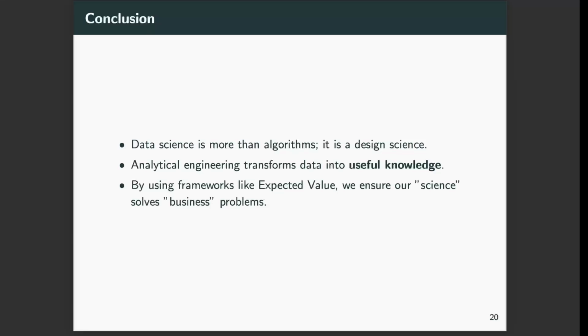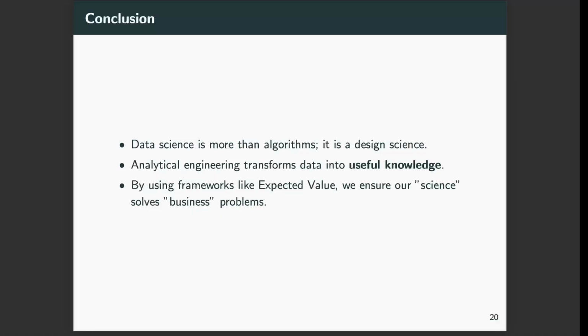But the professionals who truly stand out, the data scientists who get promoted, who lead teams, who drive real business impact, are the ones who think like analytical engineers. They are the ones who can take a messy, ambiguous business problem and transform it into a precise, well-designed analytical solution. They understand that data science is a design discipline, not just a computation discipline.